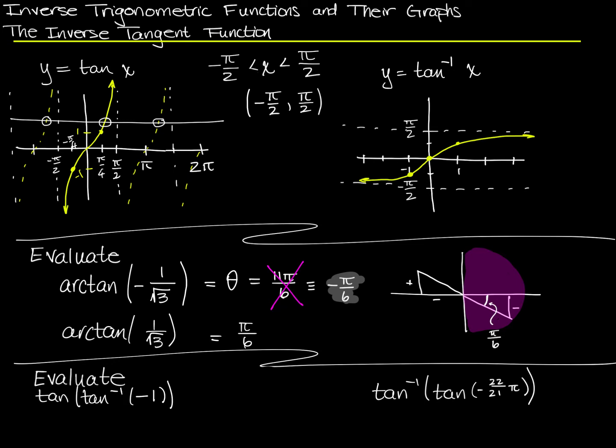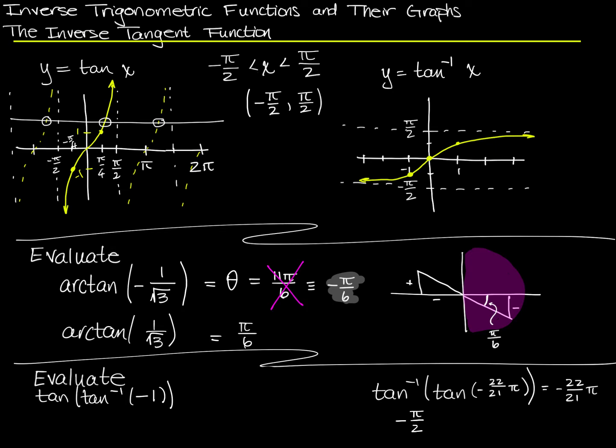Okay, it's time for our examples. As usual, I'm going to start with this one. I want to take the tangent of this angle and then take the tan inverse of the value that I get in there to get the answer. And the answer is simply negative 22 over 21 pi, as long as this value here is somewhere between negative pi over 2 and pi over 2. Is negative 22 over 21 pi somewhere between negative pi over 2 and pi over 2? It is not. I can test this by setting up an inequality.